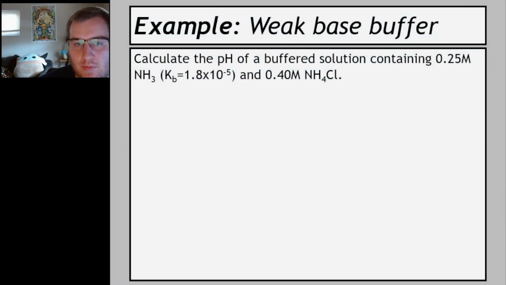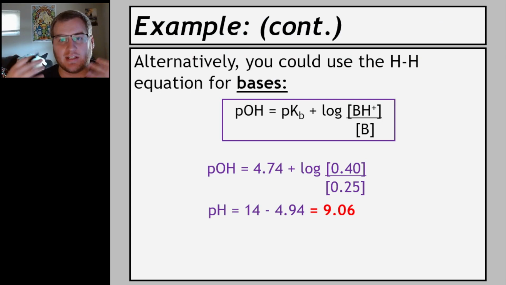If all that seemed like a lot of work after the last problems, it's because we didn't yet know the Henderson-Hasselbalch equation for bases. I can find the pOH of a base using this version of the Henderson-Hasselbalch equation. pOH is equal to the pKb, which makes sense because we're looking at pOH, so Kb makes sense. It'll be the negative log of the Kb value plus the logarithm. This time, it's going to be our BH plus over our B.